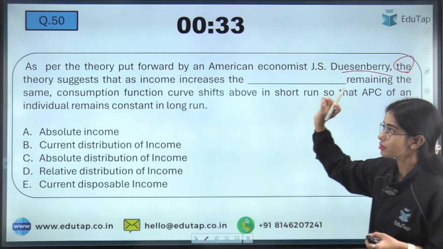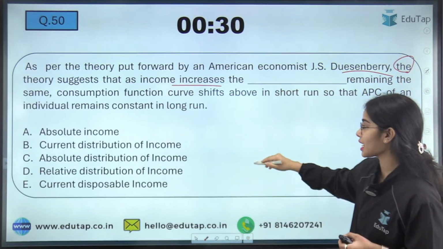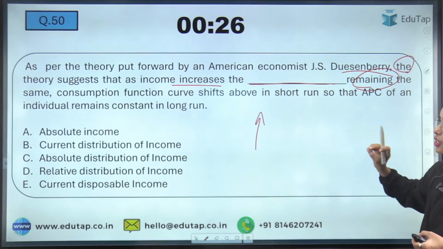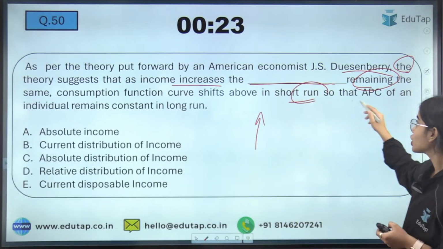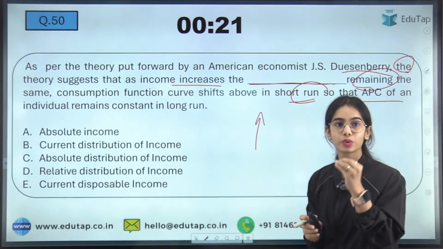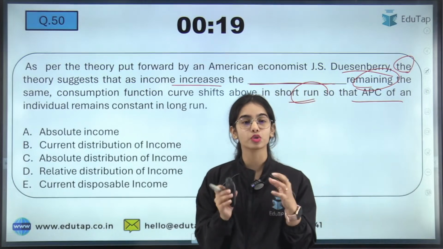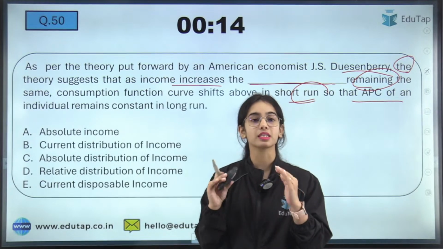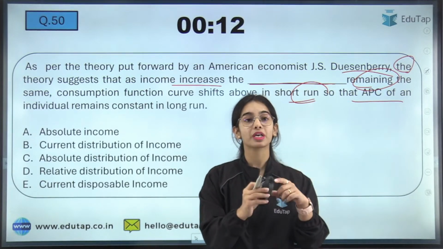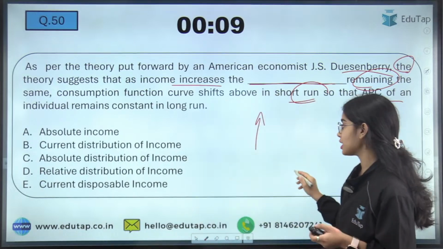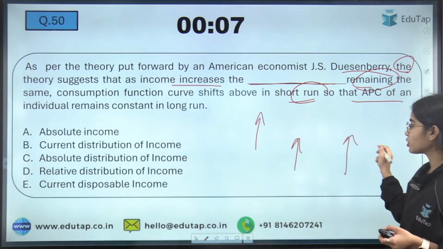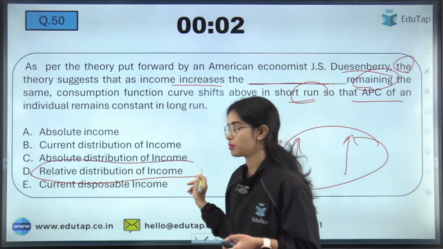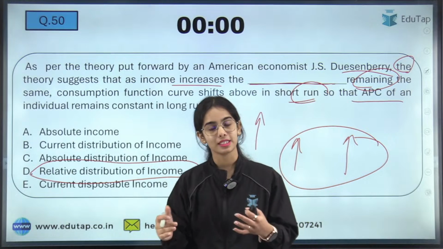Duesenberry, the theory suggests that as your income is increasing, the dash remaining the same, the consumption function curves shift above in the short run, so that the APC, the average propensity to consume, remains constant in the long run. So simply, as per Duesenberry, when your absolute income is increasing, the income of the people in the society is increasing, so your relative distribution of income is remaining the same. So that is the idea.